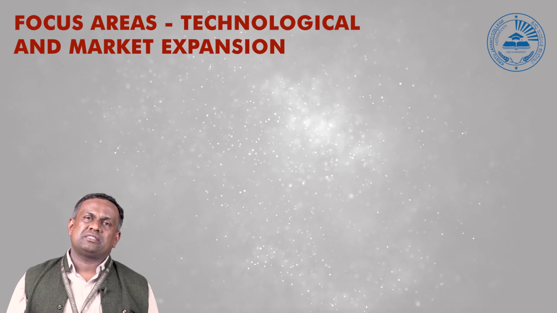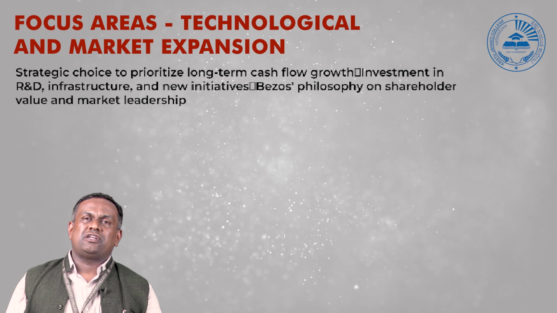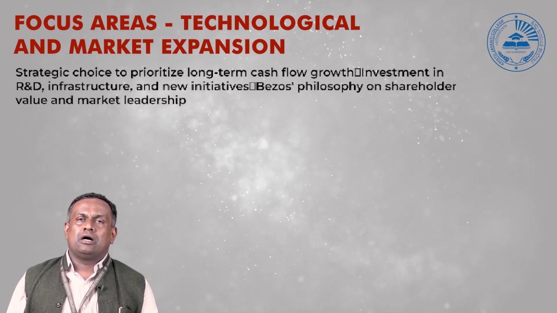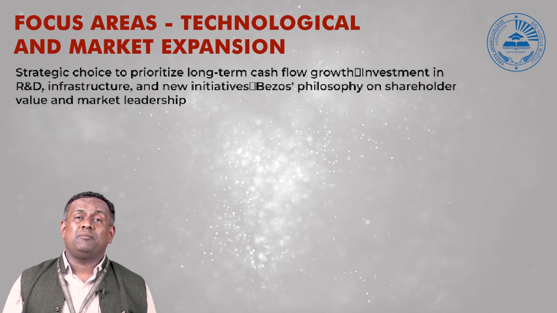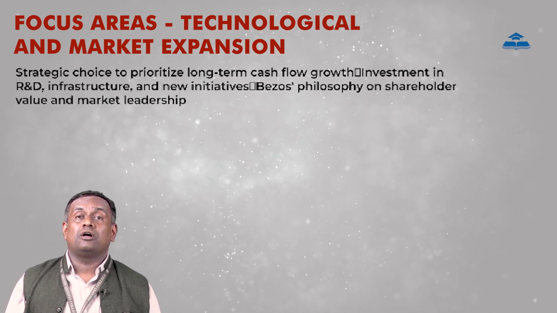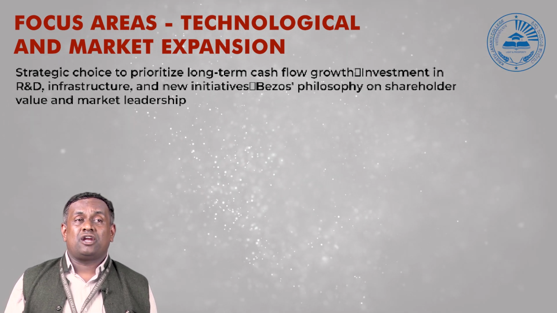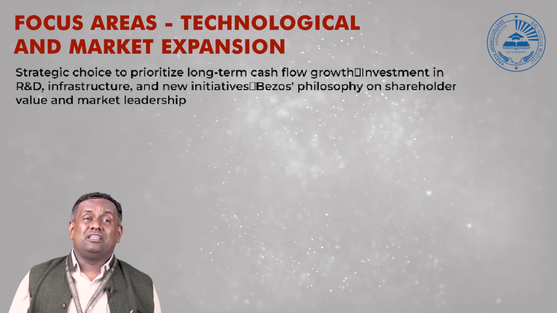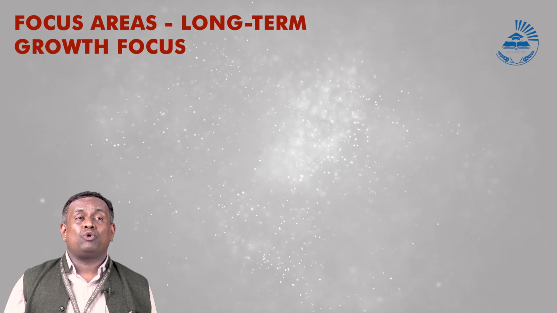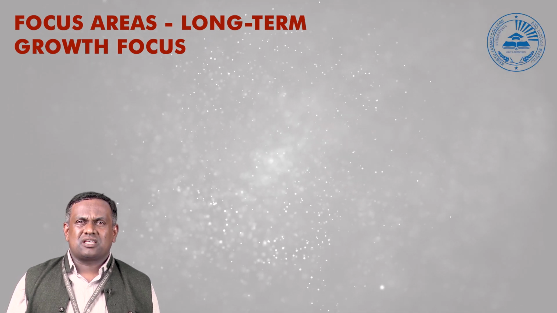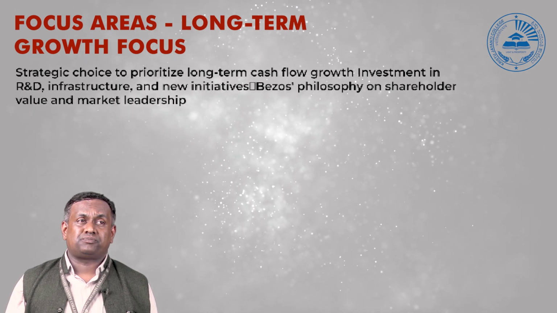If you see the previous session video, we find the cash flows are increasing, and similarly the profit is also increasing. May not be at the same pace, but we can find more cash flows and more profitability, which they deem necessary for longer growth, a longer duration. Then coming to the investment and R&D centers, they are expanding their R&D operations, infrastructure, and new initiatives. Bezos, the founder of Amazon, has a philosophy of shareholder value and market leadership, and is concerned about market leadership and the creation of wealth for the shareholders.